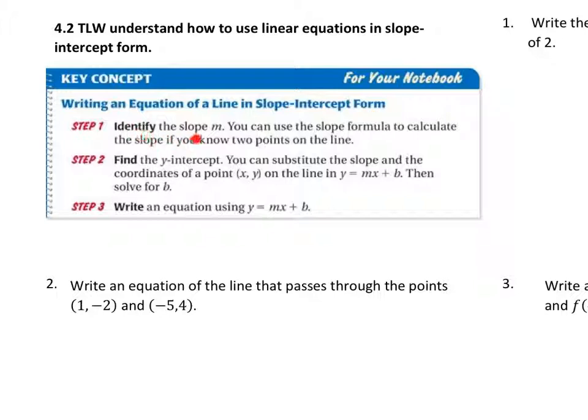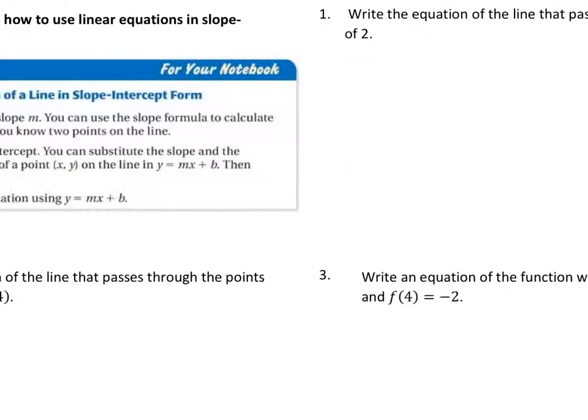First step, identify the slope, m. You can use the slope formula to calculate it if you know 2 points on the line. Find the y-intercept. You can substitute the slope and the coordinates of a point (x, y) on the line into y equals mx plus b, then solve for b. And then you write the equation using y equals mx plus b. So again, slope-intercept form. It's going to be big all year. Okay?